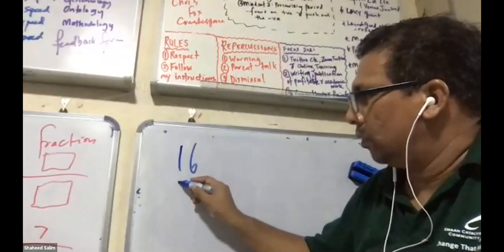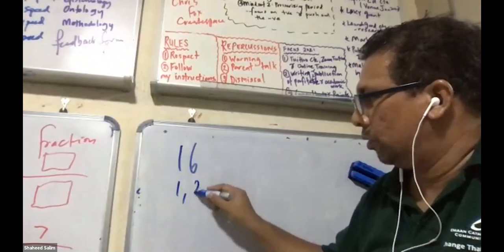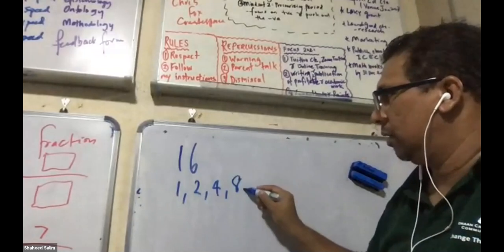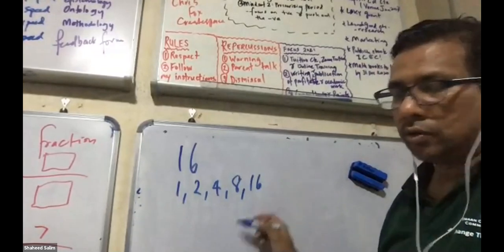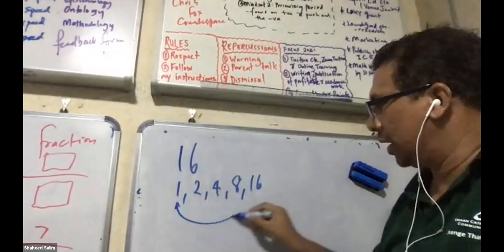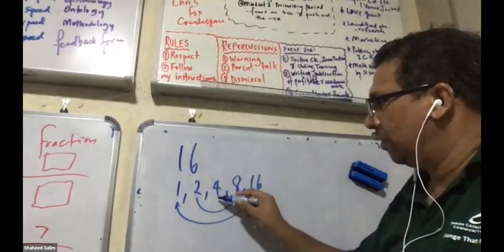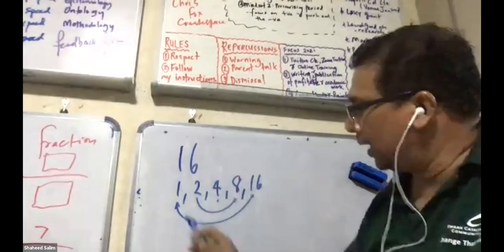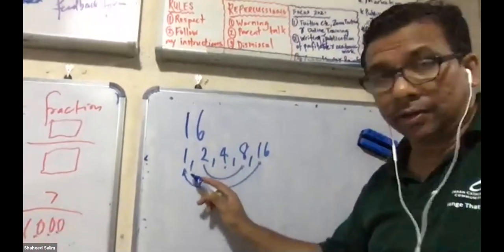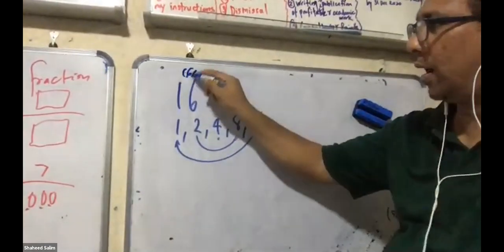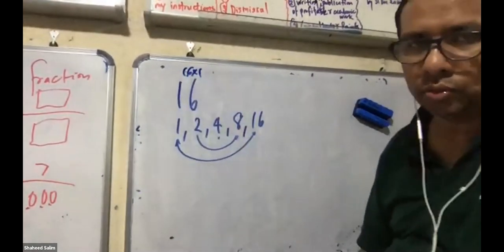So the factors of 16 are 1, 2, 4, 8, 16. To double check, take the first and last. 1 times 16 is 16. 2 times 8 is 16. 4 times 4 is 16. I arrange it this way, I can check the factors. Now this is 16 is 16 times 1. What is 16 times 2?